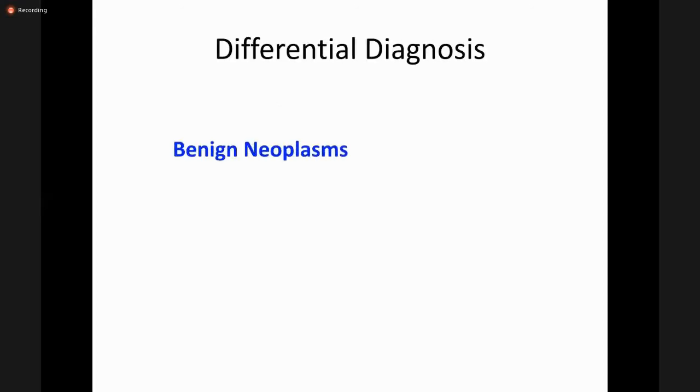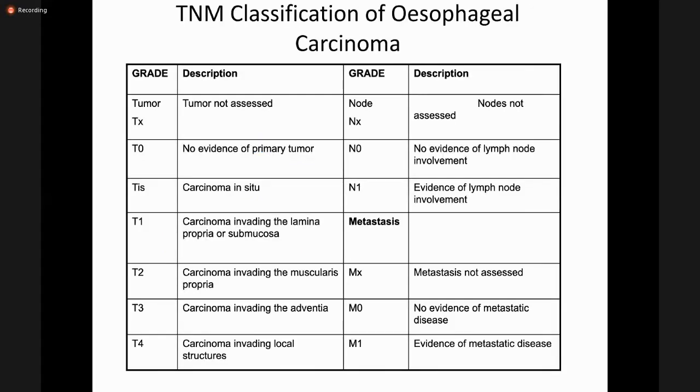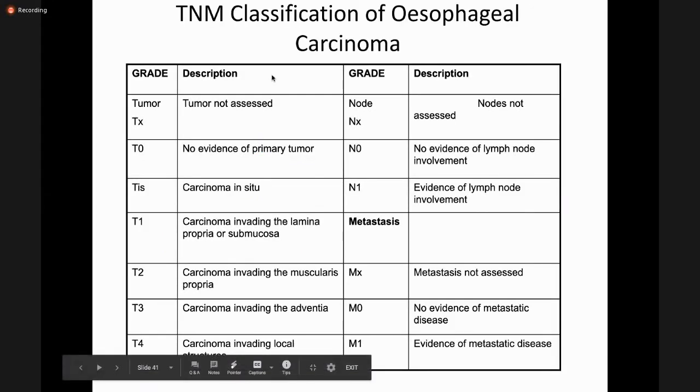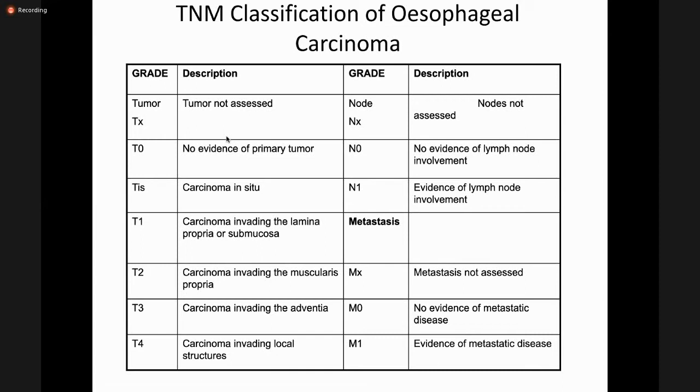What is the differential diagnosis? Benign neoplasms, achalasia, or hiatal hernia can be kept in the differential diagnosis of carcinoma esophagus. This is the TNM classification of esophageal carcinoma. This TNM classification can be applied to other carcinomas also, like stomach or colon. Almost the same configuration is seen.